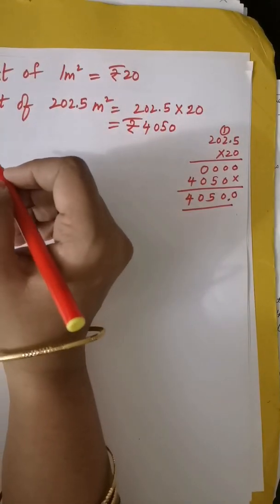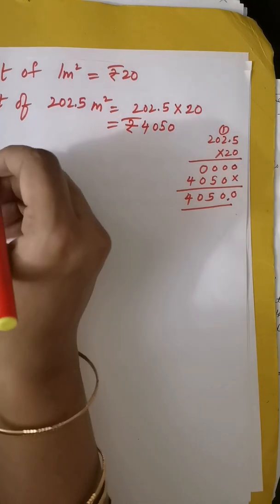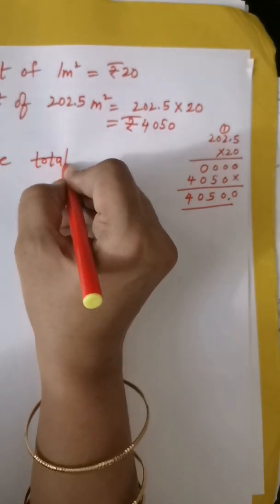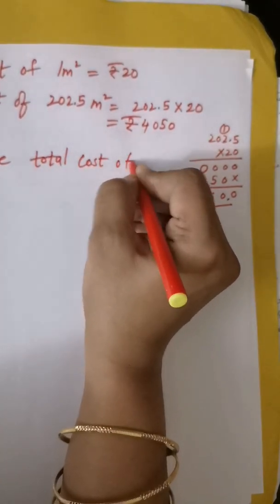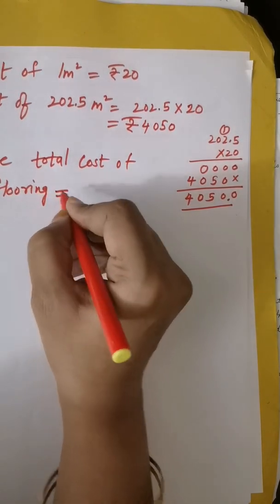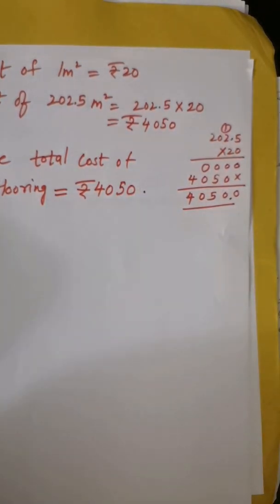So what is the question given? Find the total cost of flooring if each tile costs rupees 20 per meter square. Therefore, the total cost of flooring is equal to rupees 4050. Okay, children?